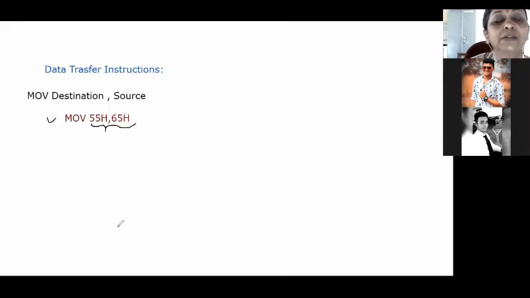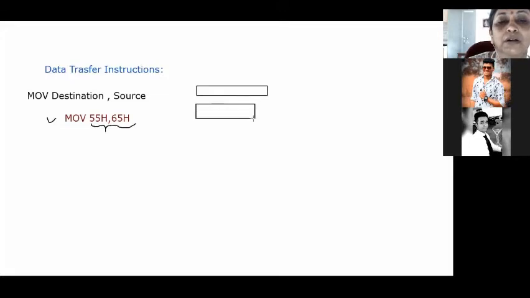Now how will this instruction work? Can anybody tell me how this instruction will work? No?